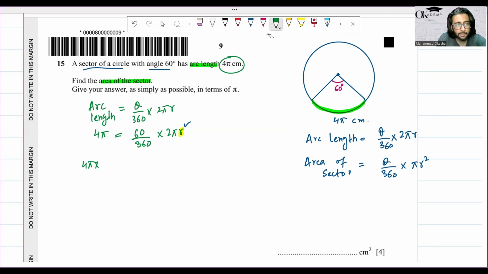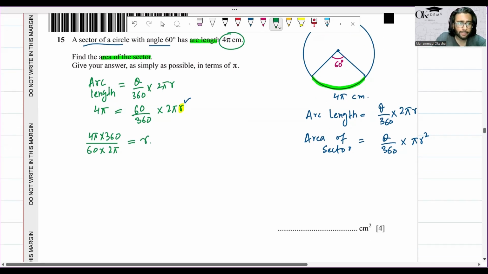4 pi multiplied by 360, because 360 is being divided, and 60 and 2 pi, 60 multiplied by 2 pi will come in the denominator, and you'll be left with r. I hope you know about this. This is very simple. Right, next, you do the cancellation.